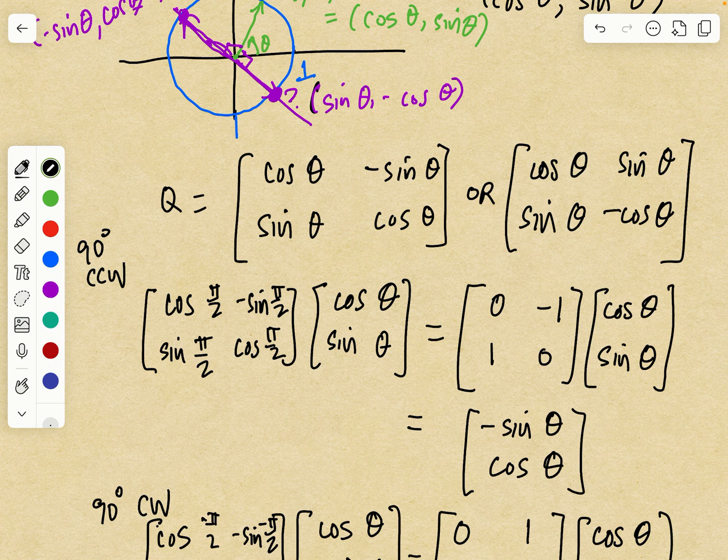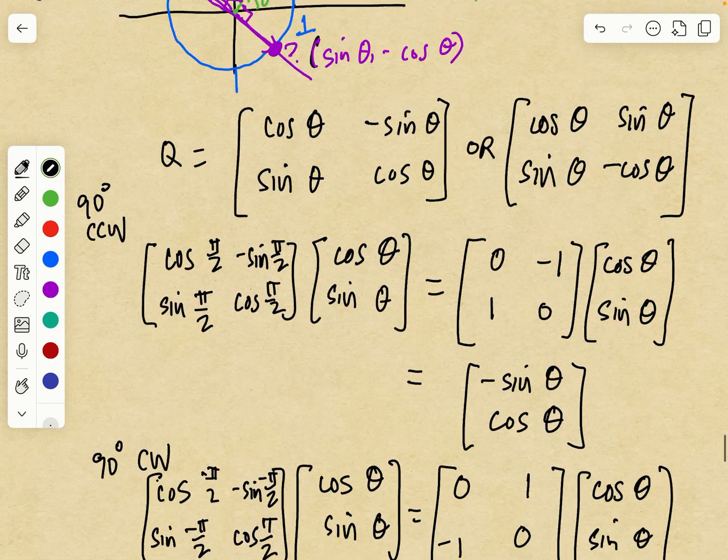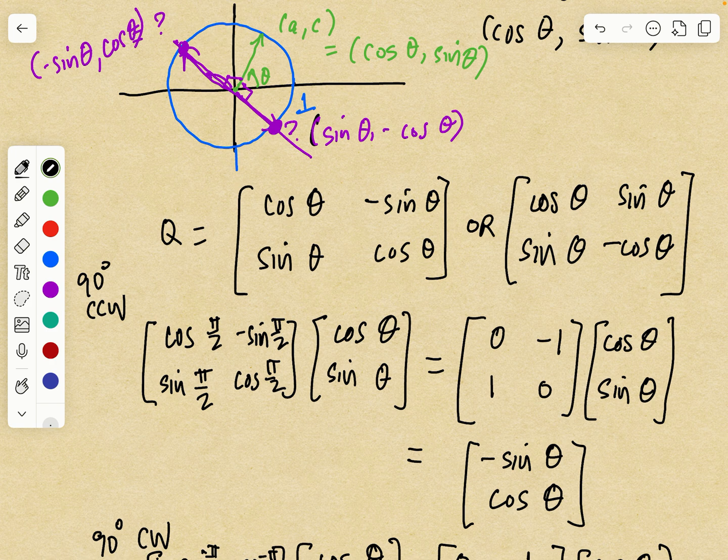Oh, actually, you know what? I could have just multiplied the second column by negative 1, right? To make it go the other direction. Okay, so I didn't actually have to do all this work. But, okay, we get the same thing. So these are the possibilities for the 2 by 2 orthogonal matrices.